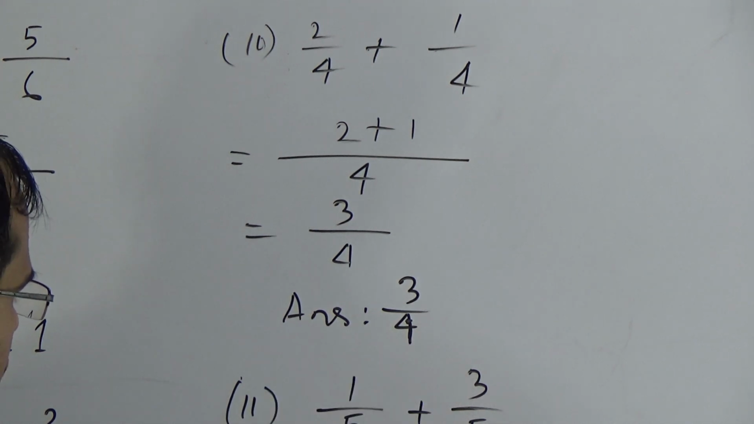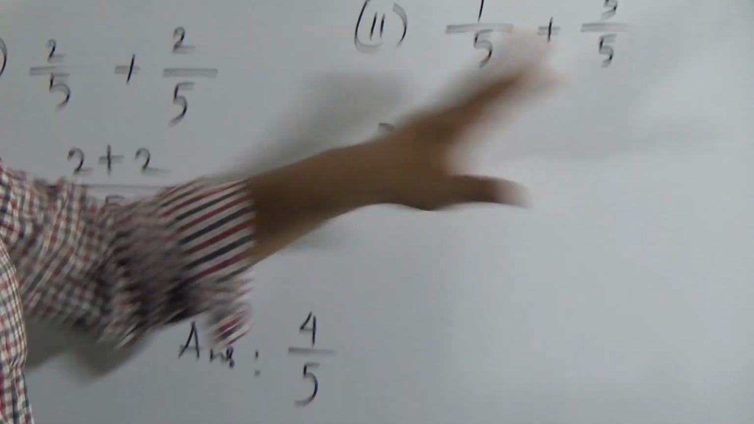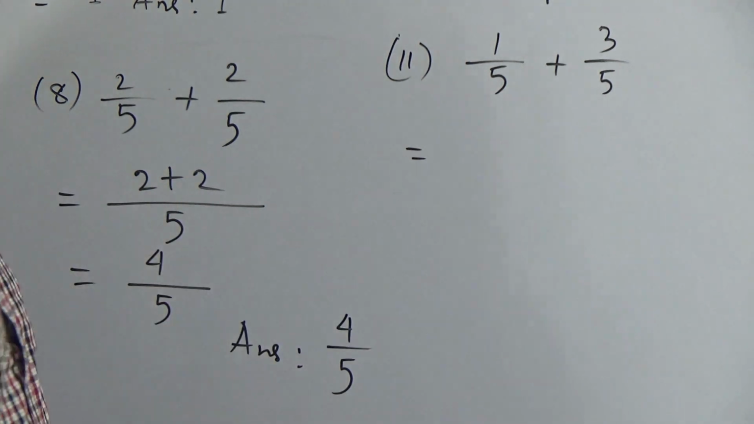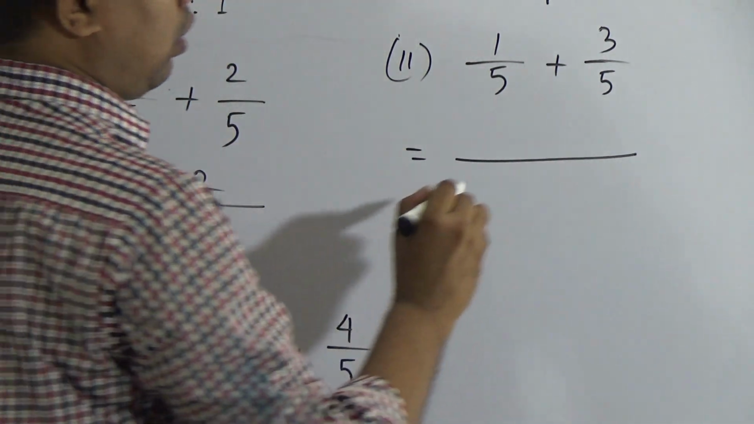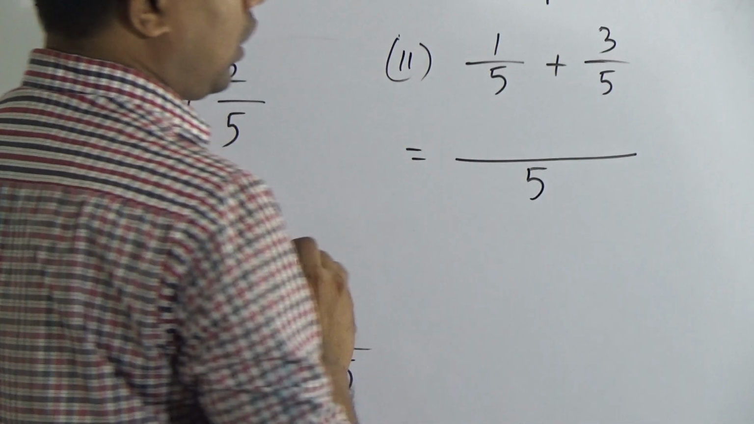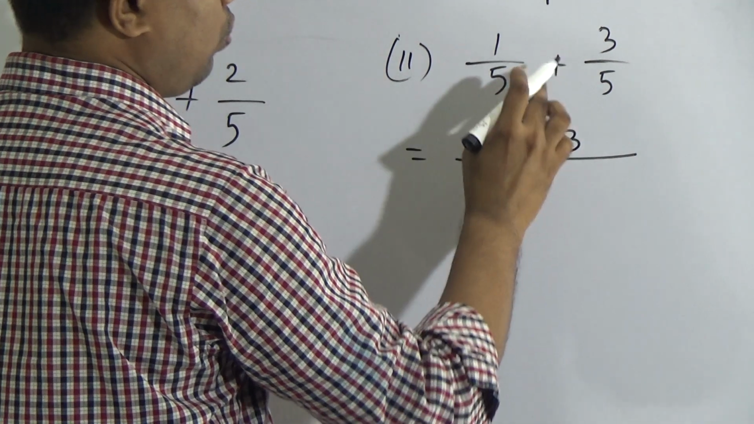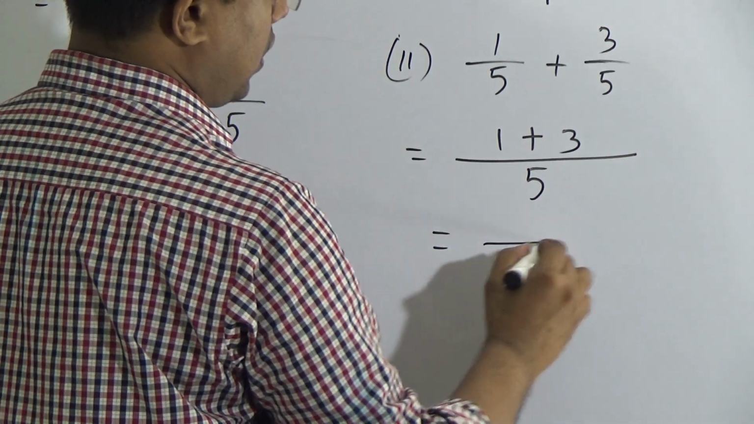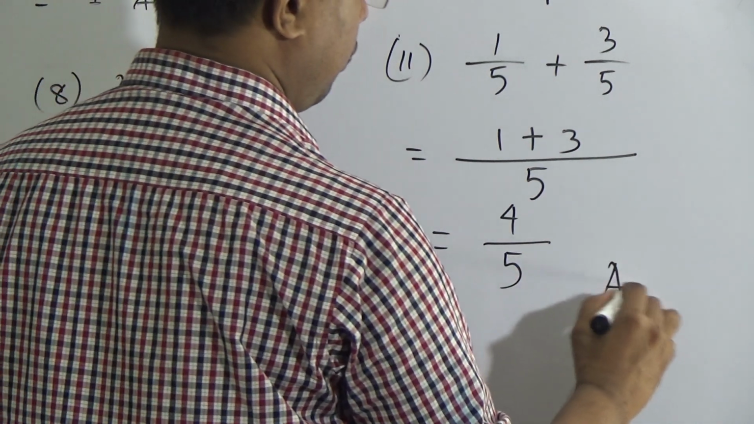Okay, dear students, now we'll solve number 11. Here two fractions are given, one fraction is 1 by 5 and the second fraction is 3 by 5, and both fractions' denominators are 5. So the denominator of the fraction obtained after addition will also be 5. Now we'll write these two numerators 1 and 3. Between these two numerators we have to give a plus sign. Now 1 plus 3 is equal to 4, and the denominator is 5. The answer will be 4 by 5.